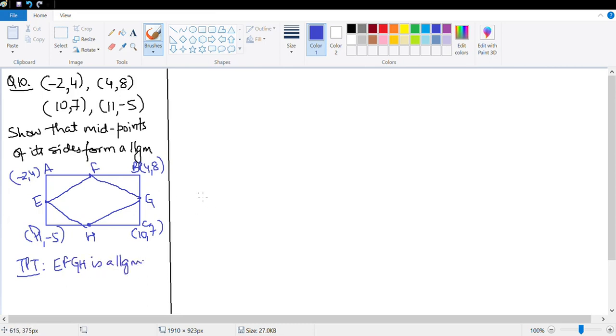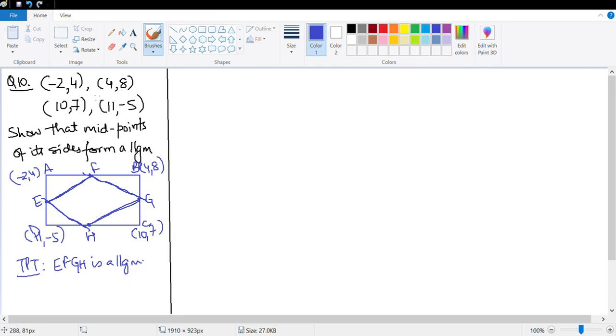Now, how can I prove it to be a parallelogram? I can prove it to be a parallelogram if the slope of EF and GH is equal, which means a pair of opposite sides are parallel, and the slope of FG and the slope of EH is also equal, which means both pairs of opposite sides are parallel to each other, which means it will make it a parallelogram.